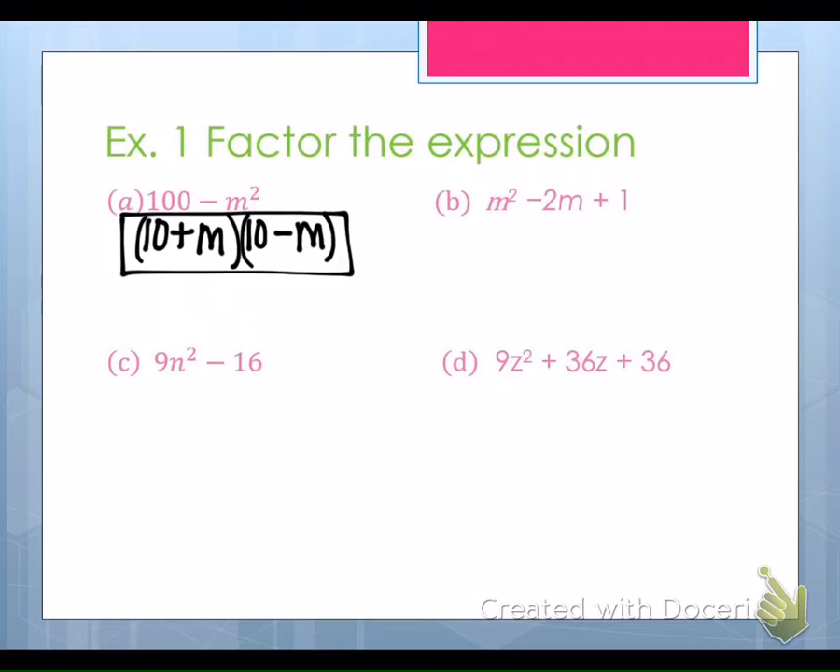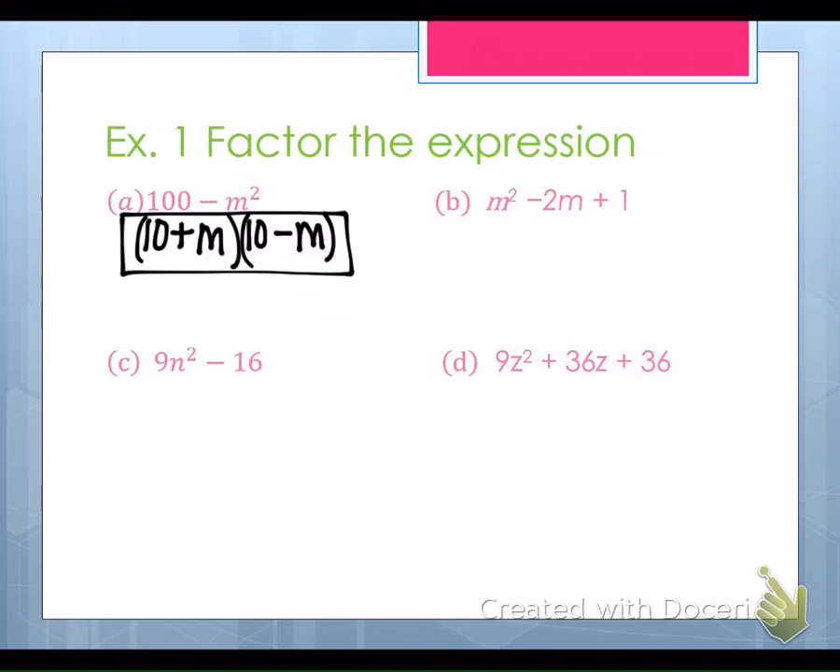Let's look at letter B. Now, what kind of a problem is letter B? What kind of a polynomial are we working with? A trinomial. So this is kind of back to what we've been doing for the last couple days. Next thing we check is the leading coefficient. What's the leading coefficient? 1.